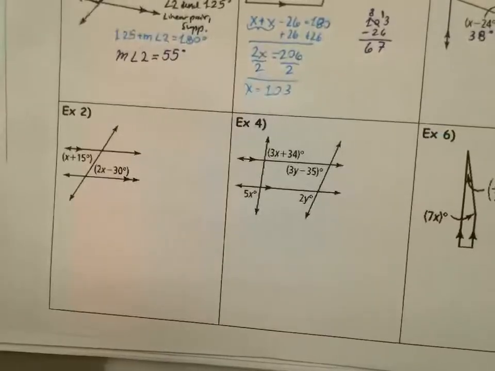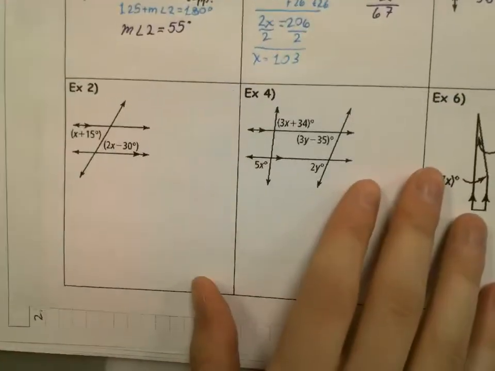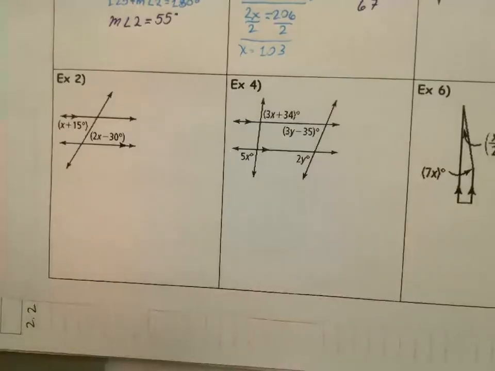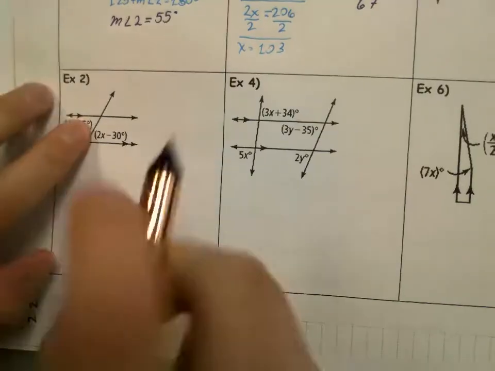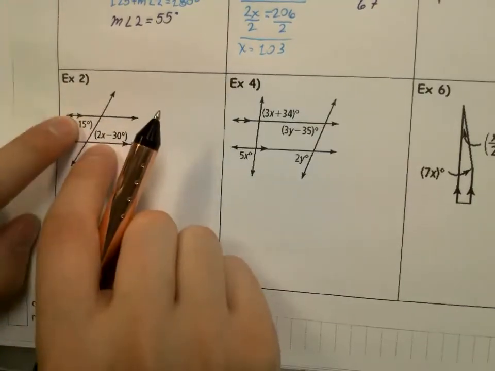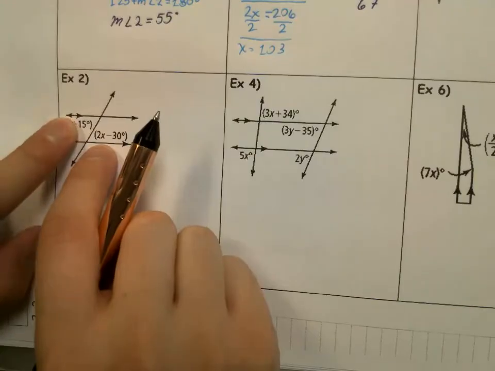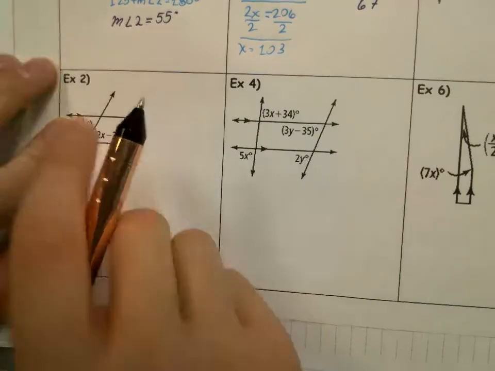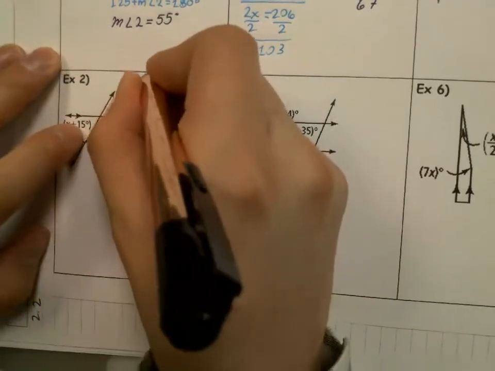All right, for number 2, keep it down. Number 2. All right, for this one, they're interior, but they're on opposite sides of the transversal. Again, okay? So for this one, it's alternate interior angles.